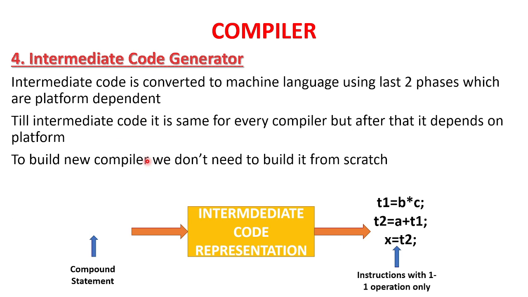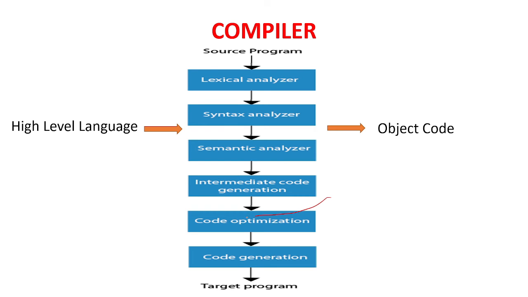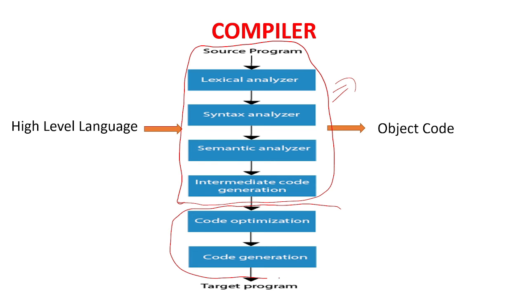So to build a new compiler, we don't need to build it from scratch. We can take the intermediate code from an existing compiler and build only the last two phases. For example, every compiler will have this part the same. These four phases will be the same. So whenever you want to develop new compiler software, you don't have to build it from scratch. You can take the code of all these four phases as it is because these four phases are common for all the compilers. Only the last two phases will be different.